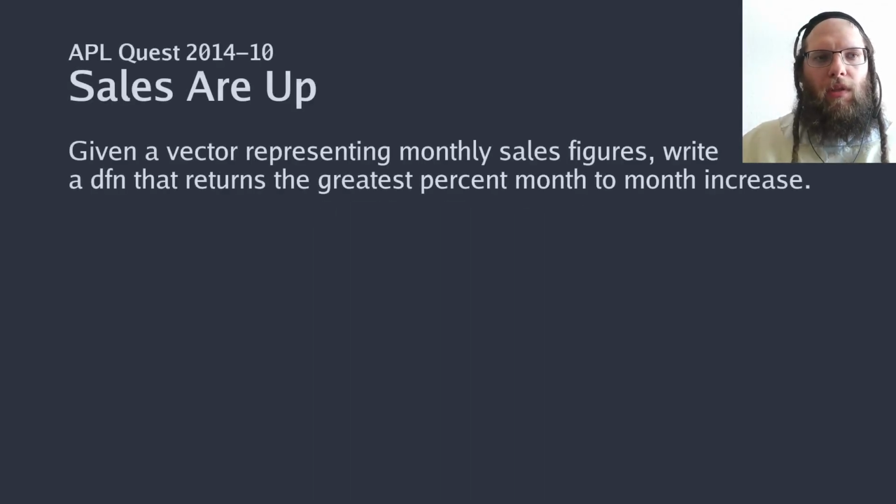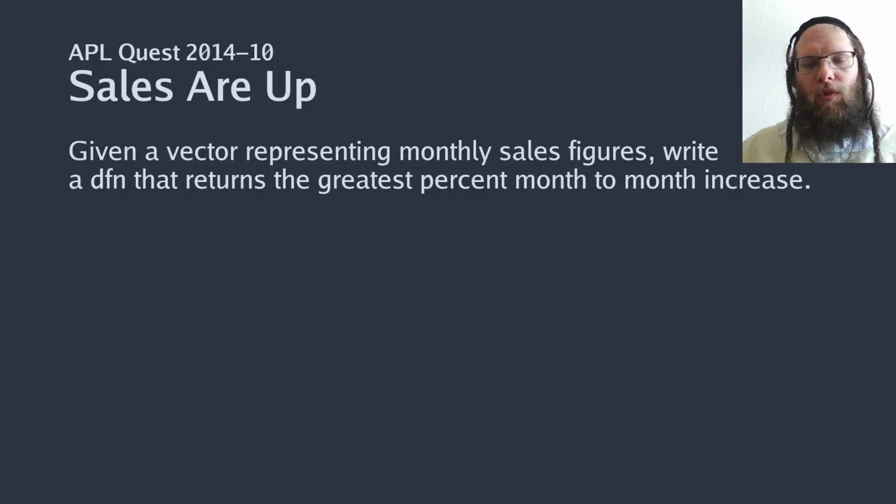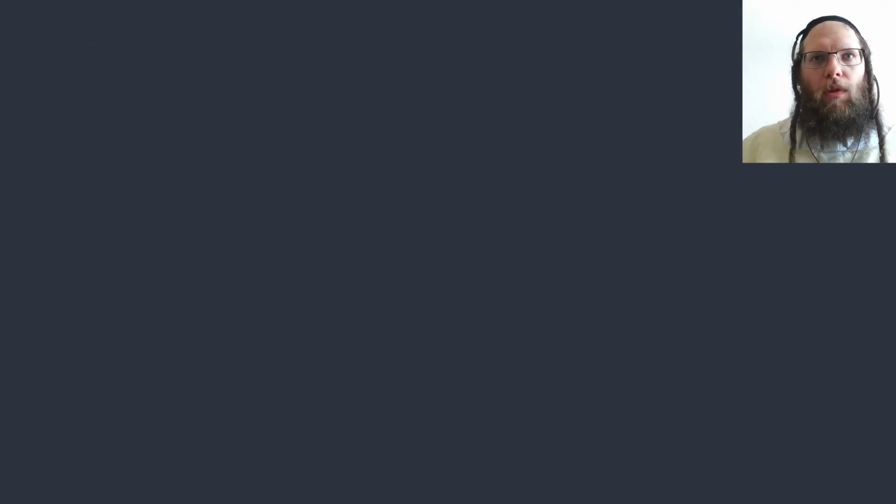Today's quest is the 10th and last problem from the 2014 round of the APL problem solving competition. We're given a vector of numbers, supposedly non-zero, and we are to say what the largest percentage increase is from one number to the next number. So let's start with a simple test case from the problem statement.